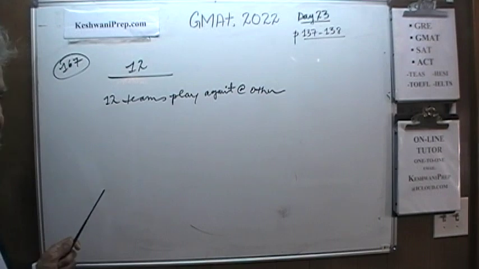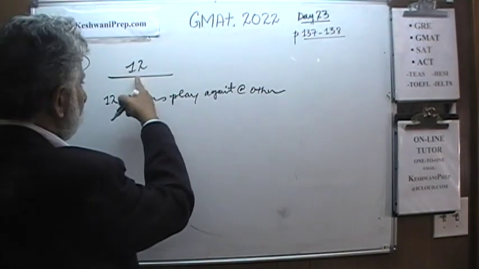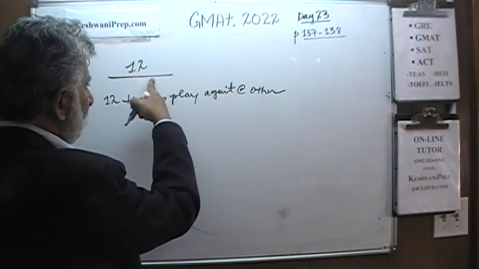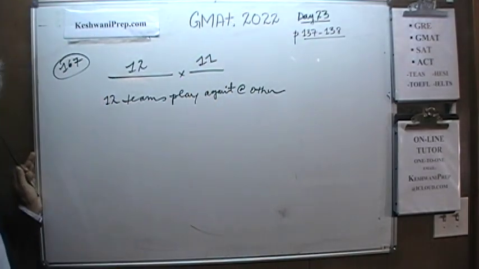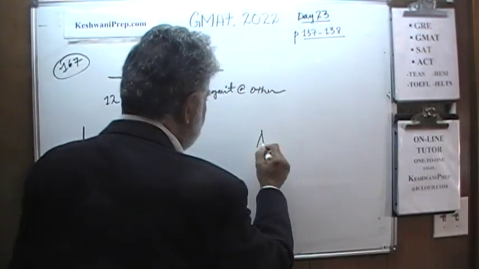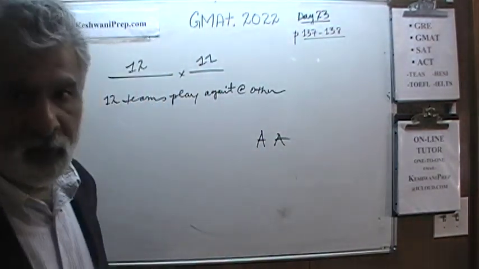Well, 12 teams, which means the match is going to be between 12 for first place, times 11, because a team cannot play against itself. So the number of matches that we can have is 12 times 11. But that's not it. That's only half the story.